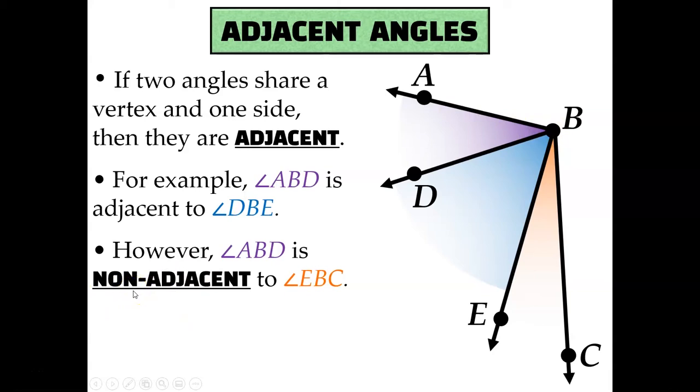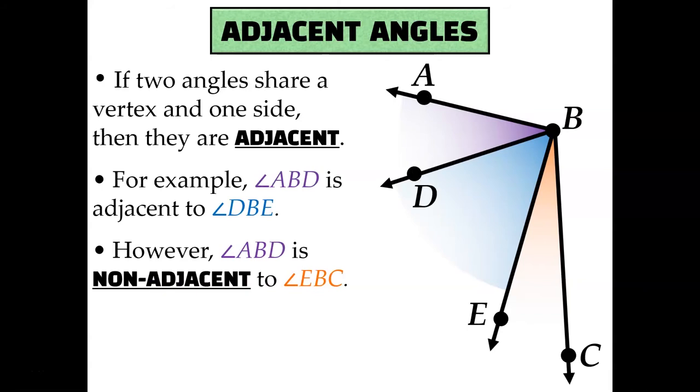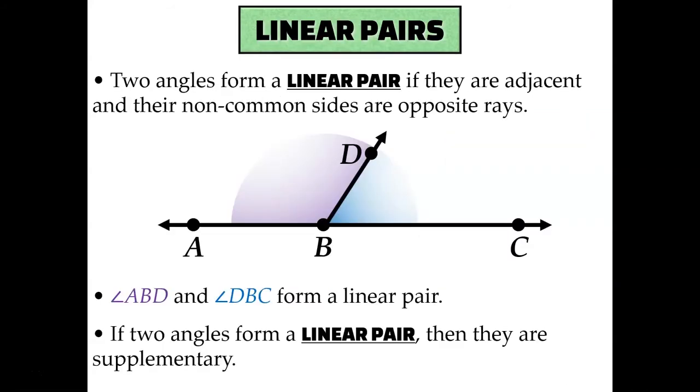So if we combine the ideas of opposite rays and adjacent angles, we get something called a linear pair. Two angles are a linear pair if they are adjacent and if their non-common sides are opposite rays. So in this diagram, angle ABD, the purple one, and angle DBC, the blue one, they form a linear pair.